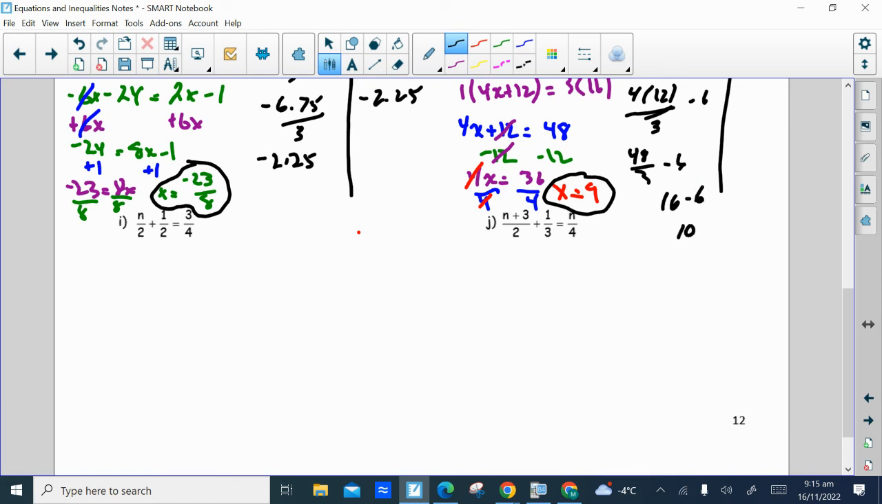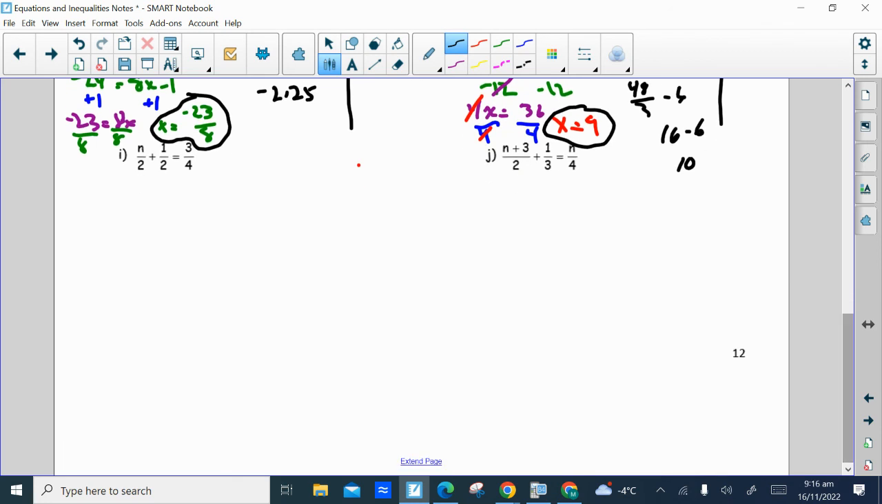All right. So these last two are not one single fraction equaling another single fraction, right? For question I, there are two fractions on the left of the equal sign. So this is one of those ones where we need to multiply each term by the common denominator. If you look at the denominators of 2, 2, and 4, the least common multiple of those numbers is the number 4. So we're going to multiply everything by 4, all of the terms by 4, because that is our common denominator.